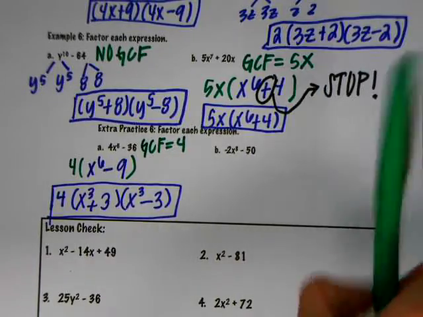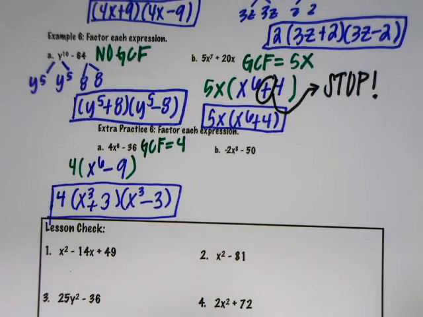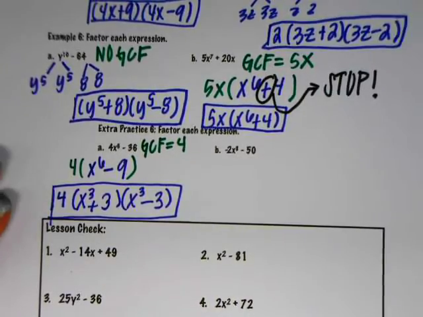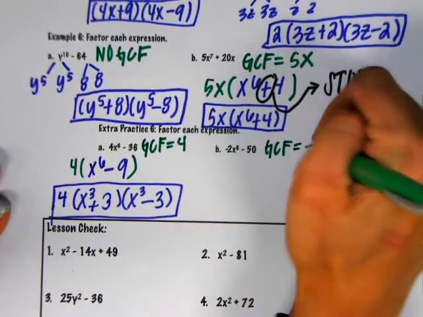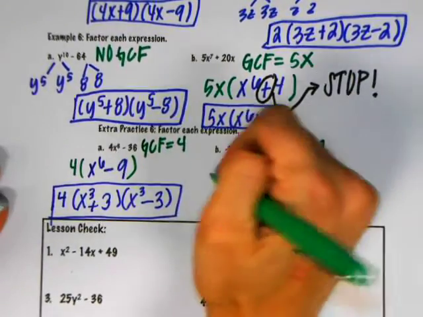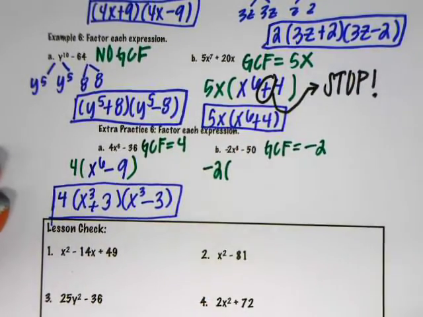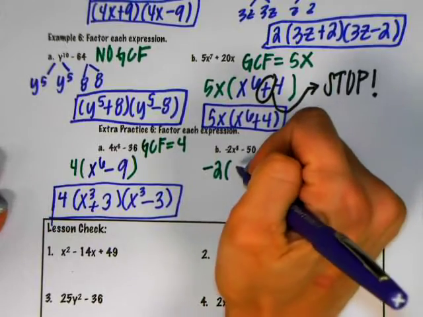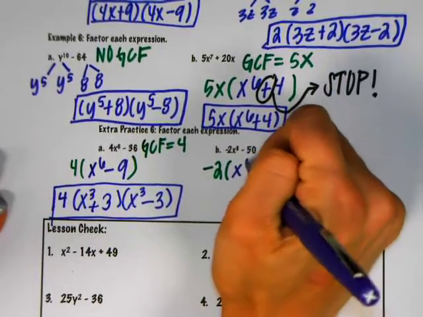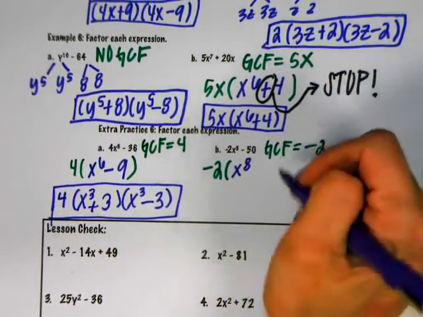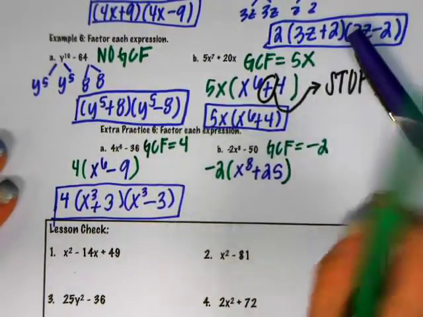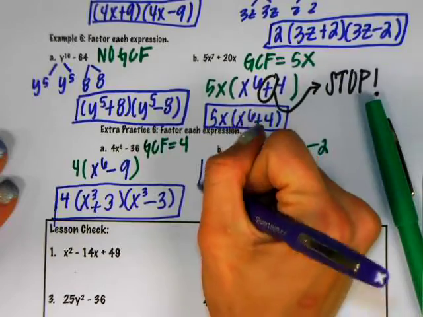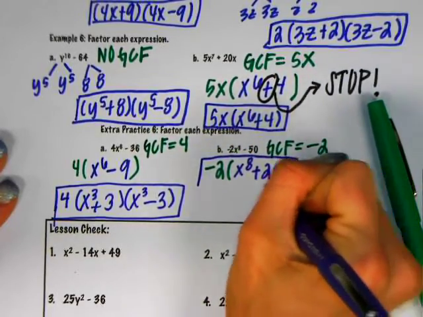Okay, is there a GCF on B? Yes. What's it going to be? Negative 2, good. Okay, so when you take out the negative 2, be very careful. What do you have left? X to the 8th plus 25. And then you just stop. Good. Why do I just stop? Because it's a positive. Because it's plus. Yep. Done.